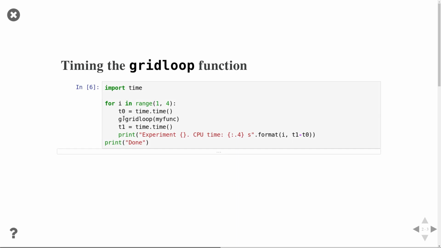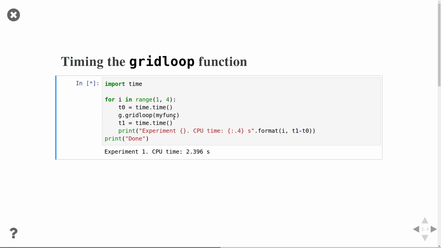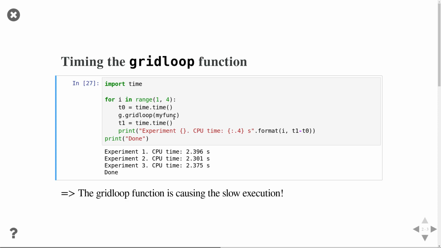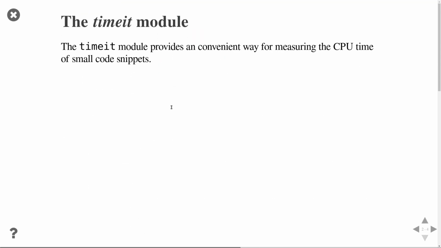Here's the same thing now. I again run the experiment 3 times, and I time the grid loop function. Let's see how long this takes. Here we have significant times, 2.3 seconds, 2.3 seconds, 2.3 seconds. Okay, so clearly it's the grid loop function that is taking time here. It's not the initialization. Okay, so that's how you do it manually.